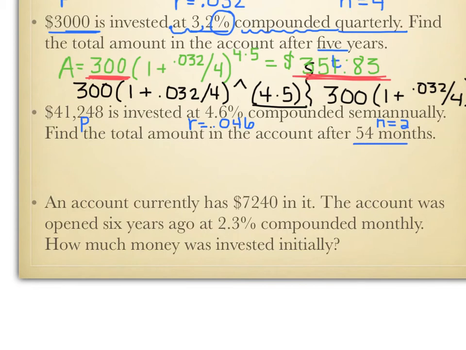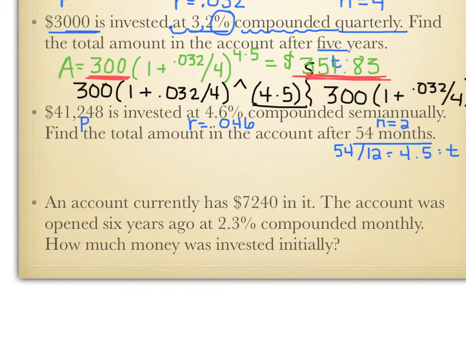Now, 54 months, the thing we have to be careful with here is this is being measured in months, not years. We want to take that 54 and turn it into years. So there's 12 months in a year, so I'm going to do 54 divided by 12. That's going to be 4.5. So 54 months is 4.5 years. So that's my T value. Again, I divided by 12 because there's 12 months in 1 year.